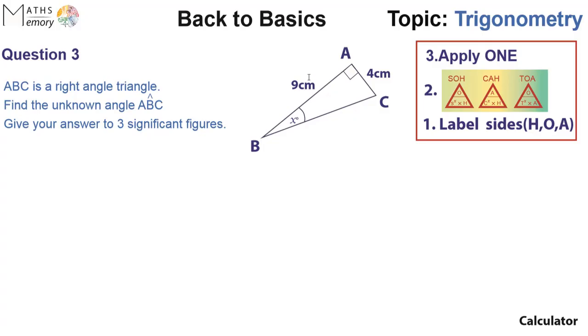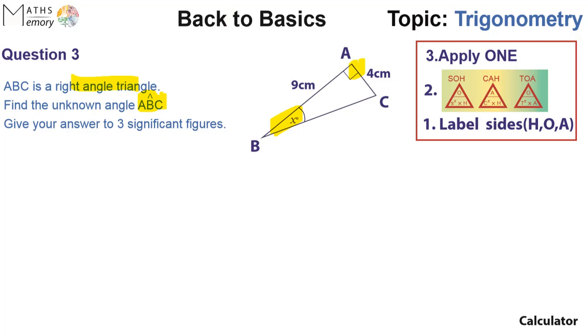So question 3, this is all about finding an angle in a trigonometry example as well. So it's the first time we're doing an angle. ABC is a right angled triangle. We know that obviously. Find the unknown angle ABC. So we want to find out ABC, the middle one over here, which is that. Give your answer to 3 significant figures.